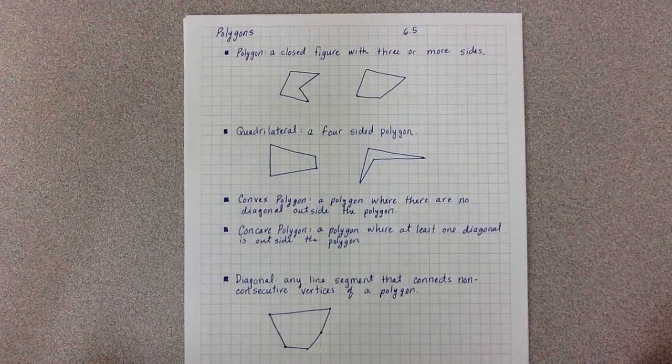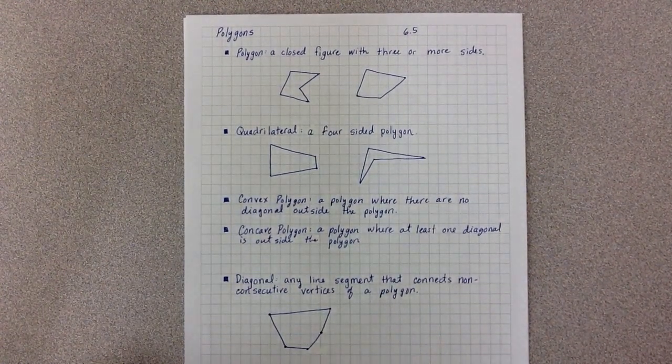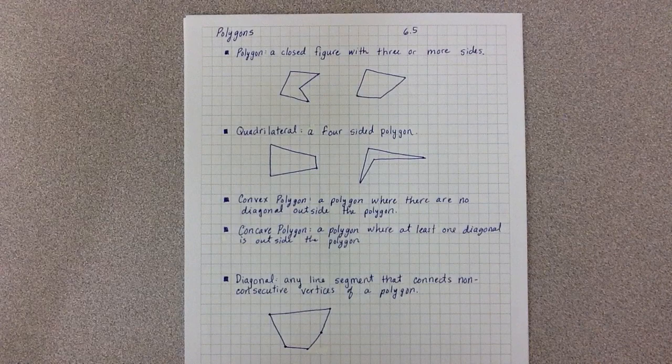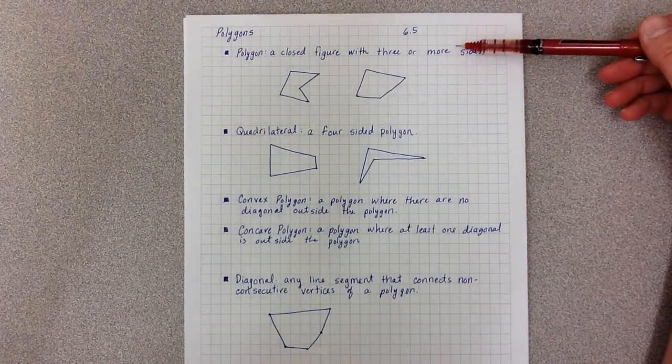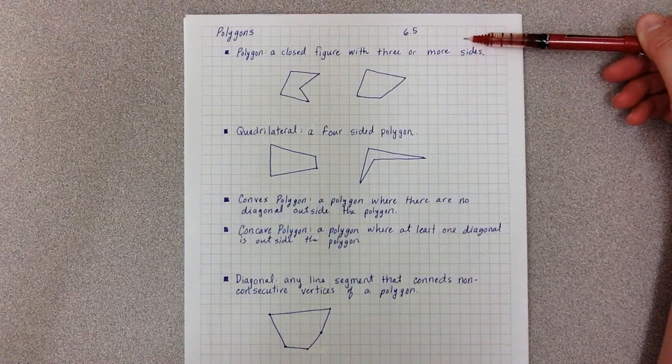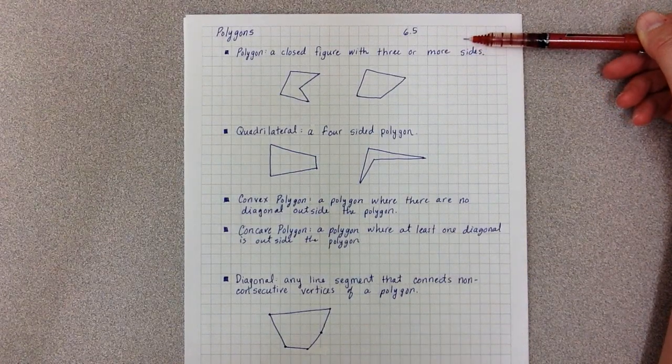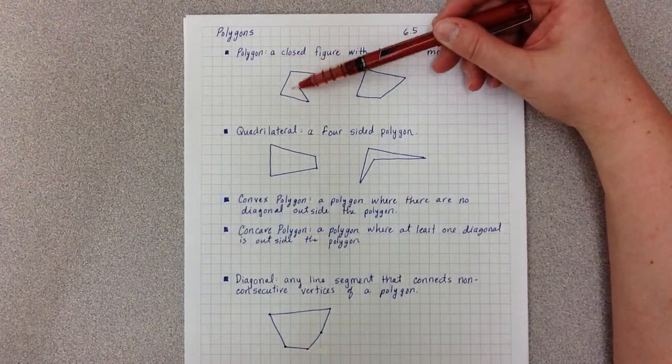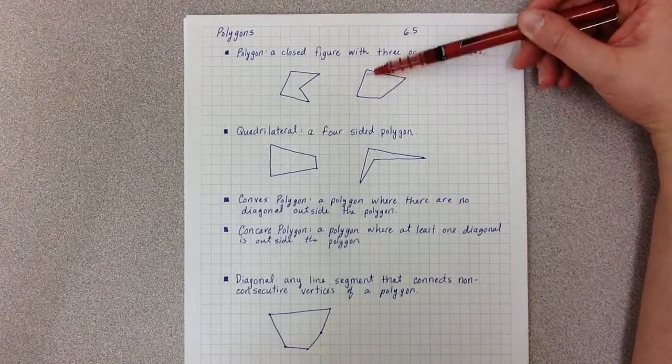These are the notes for section 6.5. In this section, you needed some basic definitions of polygons. So that's where we're going to start. A polygon is a closed figure with 3 or more sides. Closed meaning I can color it on the inside and there is an inside to color.